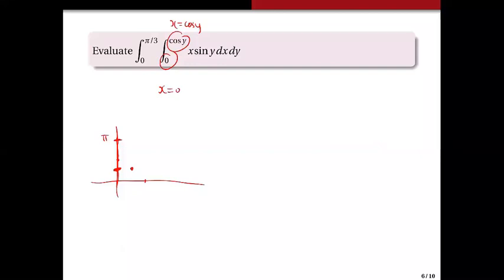So the graph will be something like this. Okay. So you look at the graph of y equals cosine inverse of x. Let us try to recall the graph of y equals cosine inverse of x. Somewhat like this.